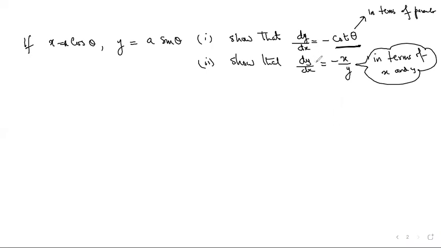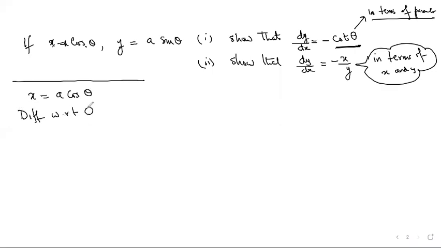Okay. So if the question is in terms of the parameter, then what do we do to find dy by dx? x is a function of theta and y is a function of theta, because when theta varies, x varies, and when theta varies, y varies. So x equal to a cos theta, I'll differentiate with respect to theta. Because the variable is theta, I can only differentiate with respect to theta. So dx by d theta is a into d by d theta of cos theta, that is minus a sin theta.